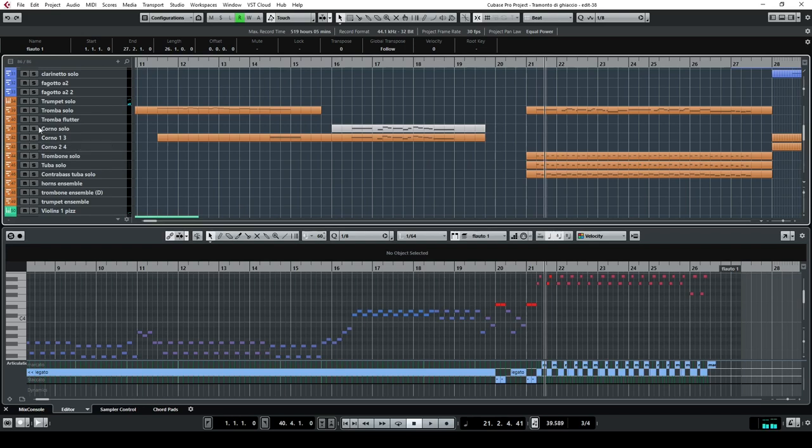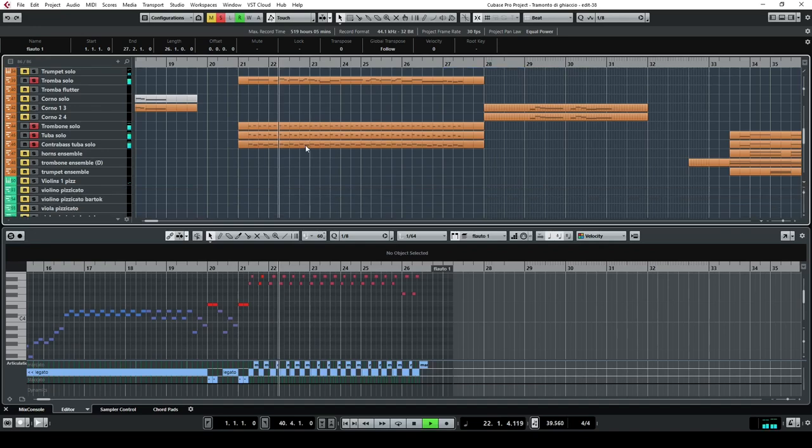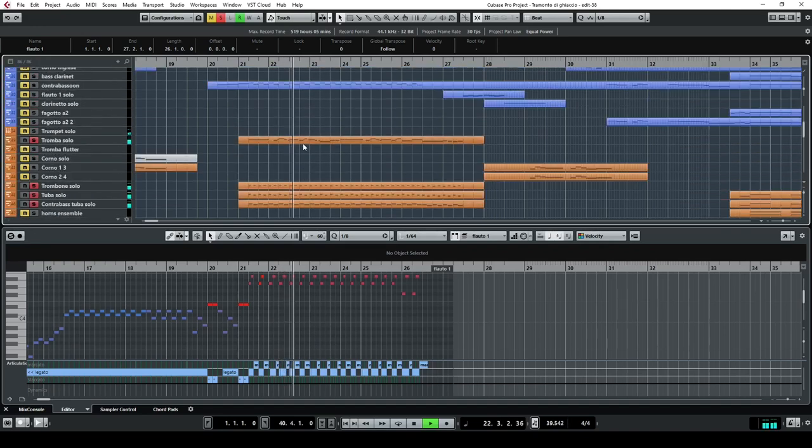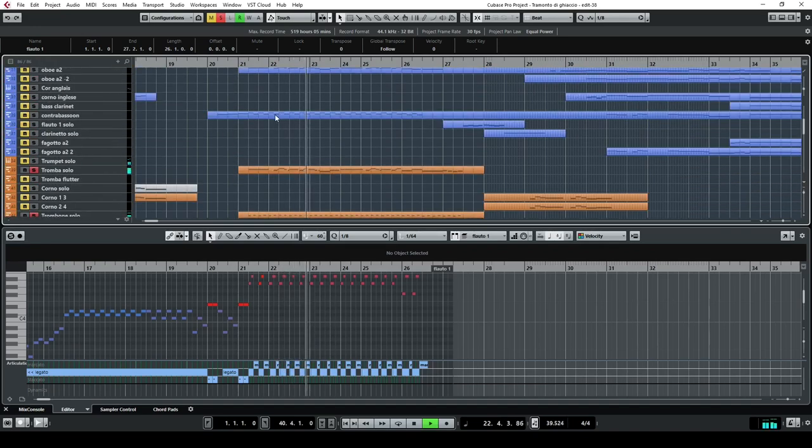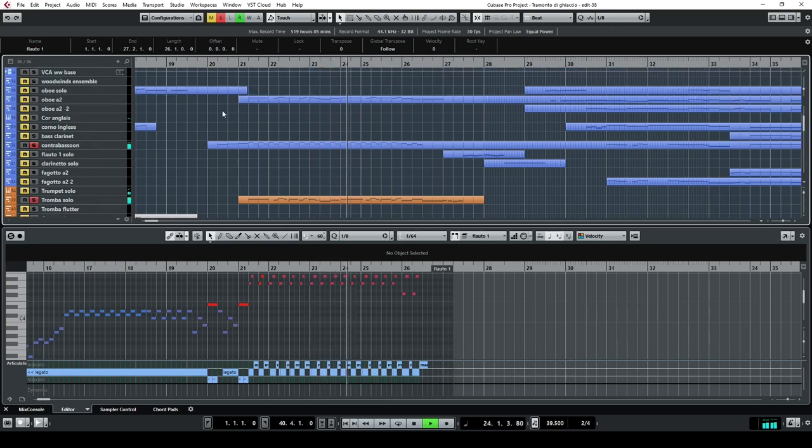Okay, let's start by isolating first all the brass here. Let's hear what they do. So they really build the... Nice. But we have also from the woodwinds some very bass instruments playing. Come from bassoon. The melody is doubled on the oboe.